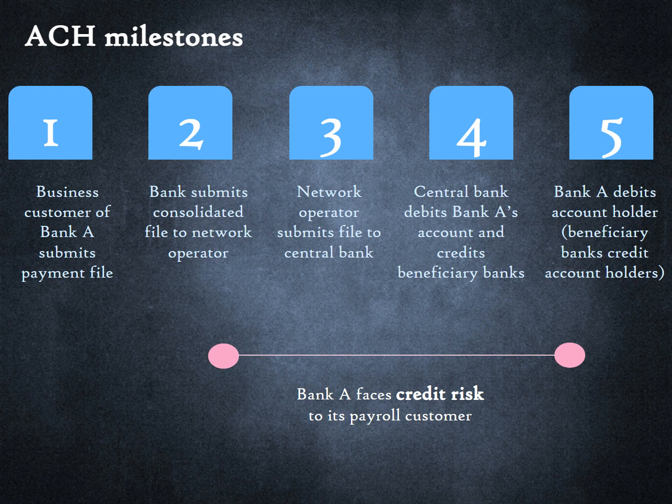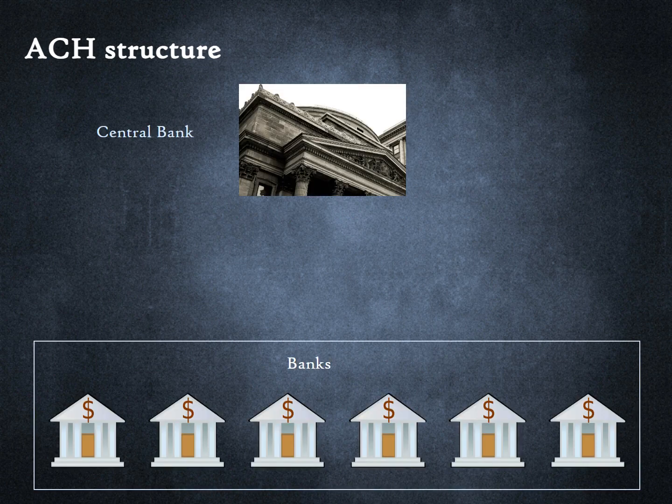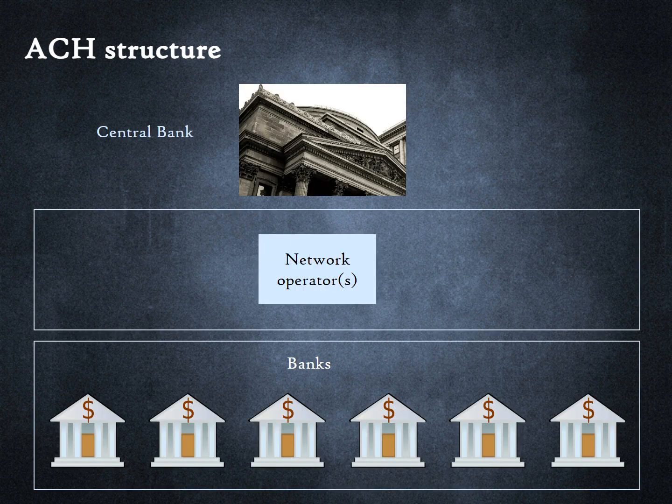Most banks will assign an ACH credit limit to their customer, which is the maximum shortfall permitted between milestones 2 and 5. We can now see the 3-level structure of the ACH payment rail. There are the banks at the first level and the central bank at the top. Between the two is the network operator, who is performing the clearing functions.